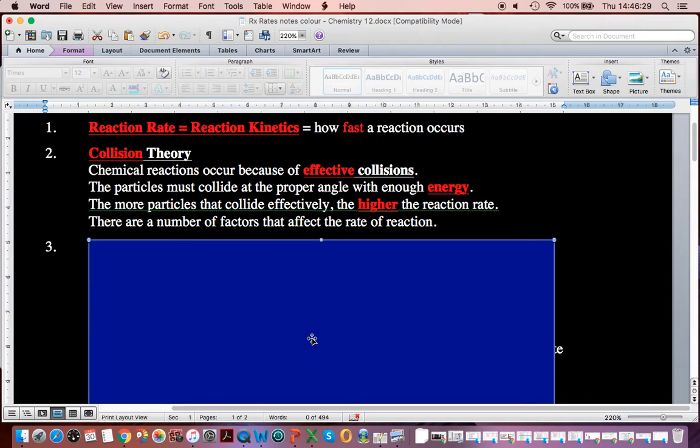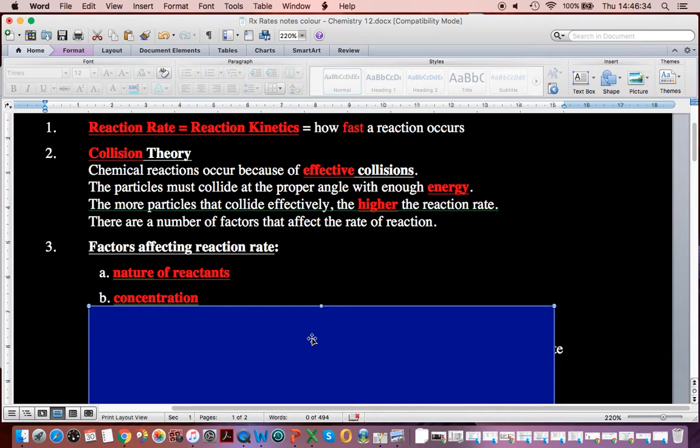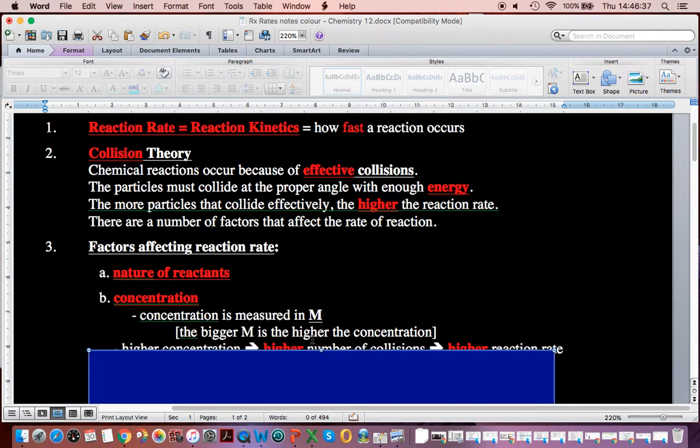So we're going to look at the factors that affect the rate of reaction. They're fairly straightforward. Nature of reactants we'll come to later.